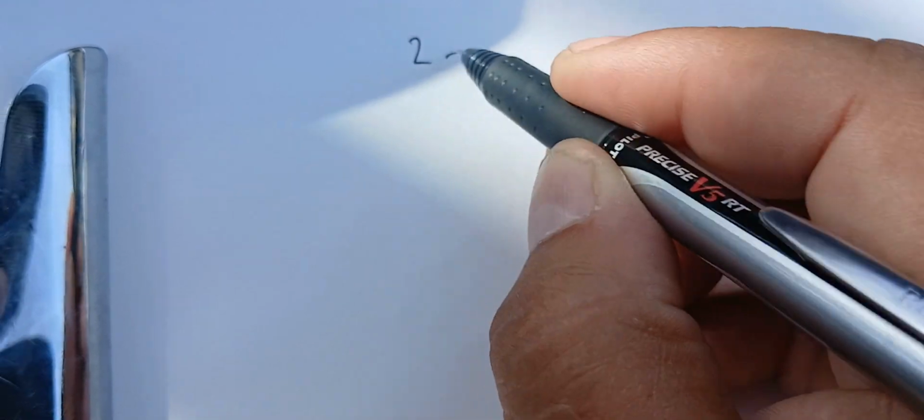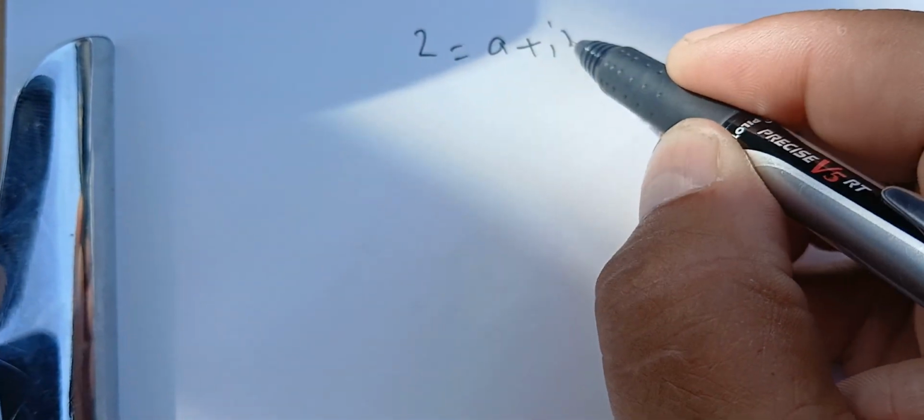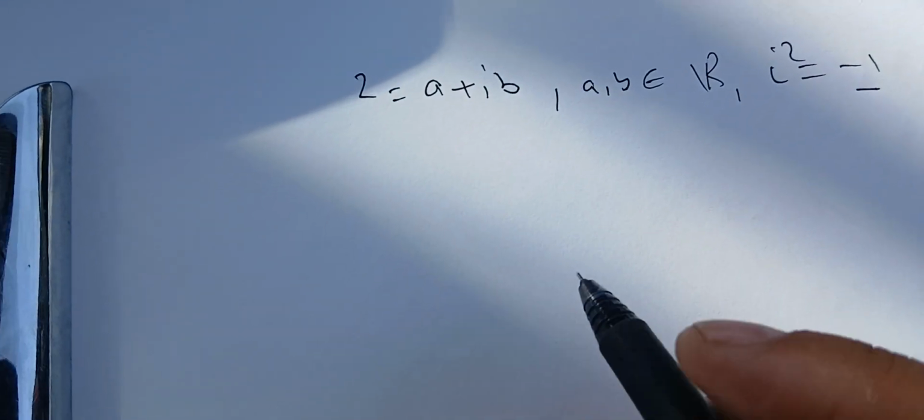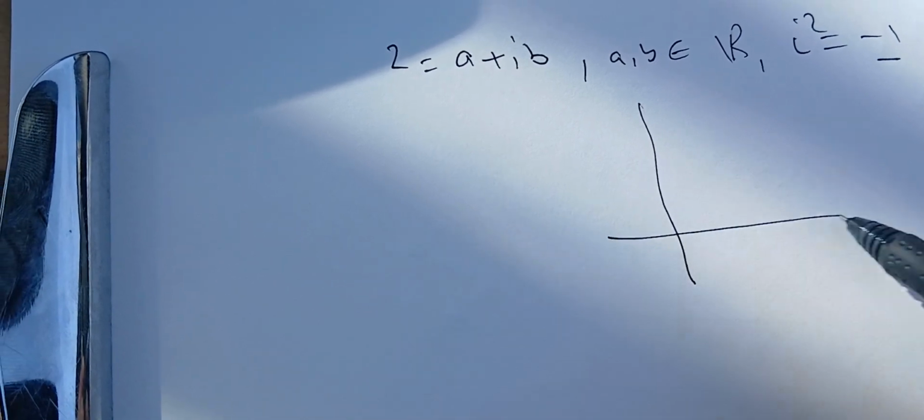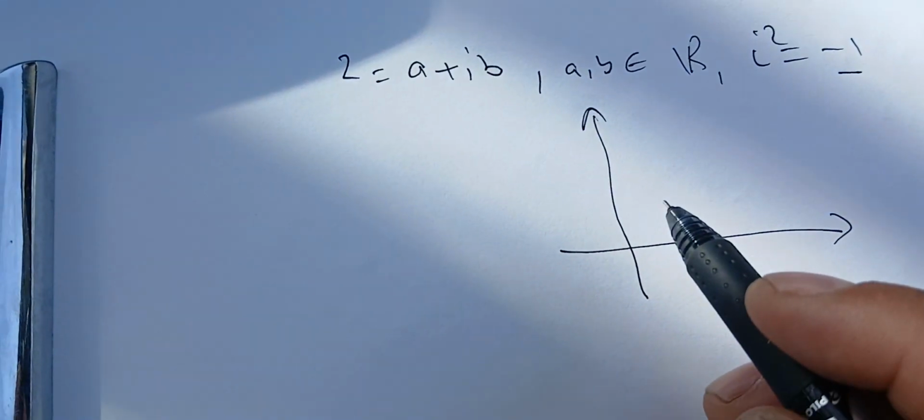In the last video, one of the last sections wasn't clear, so I'm going to add this video to make it more clear. We defined a complex number as a plus ib with a, b in R and i squared is -1. There is a plane that we can use to graph the complex numbers.